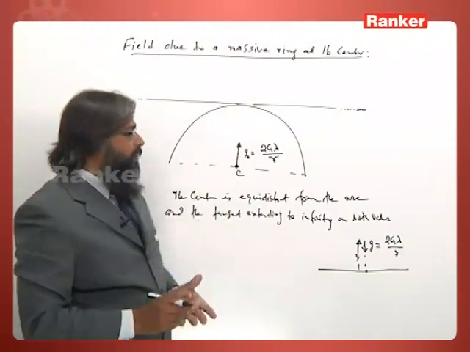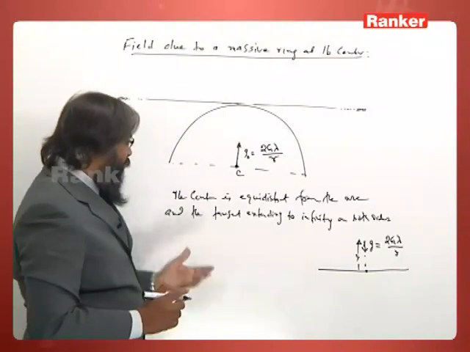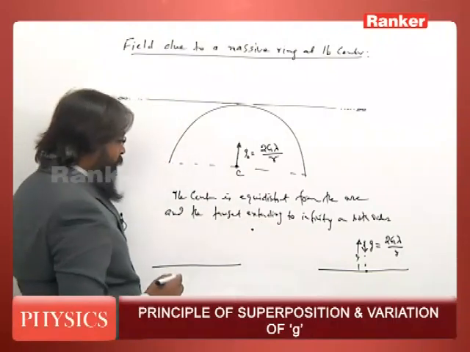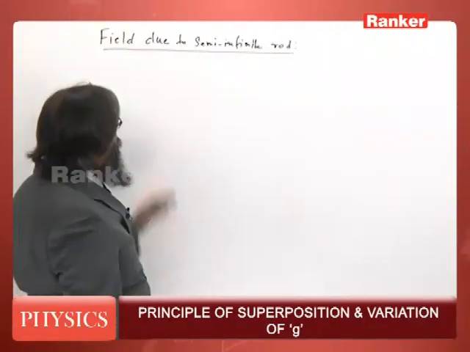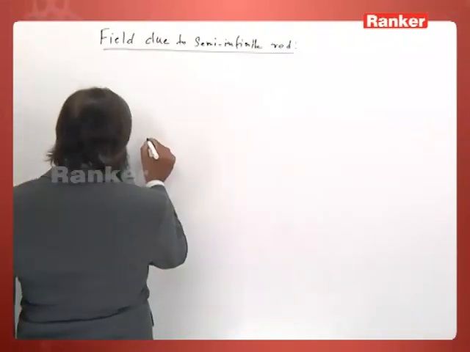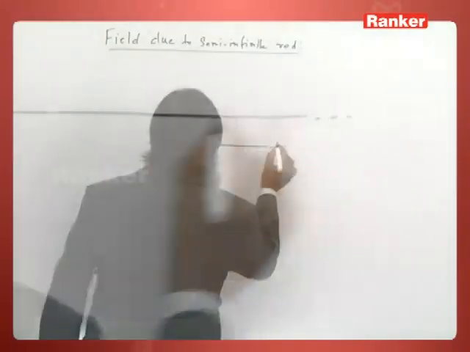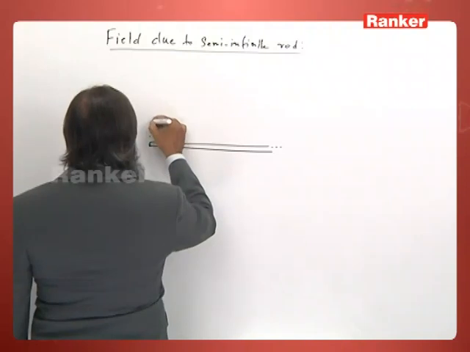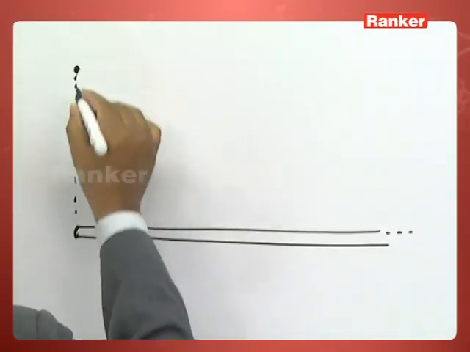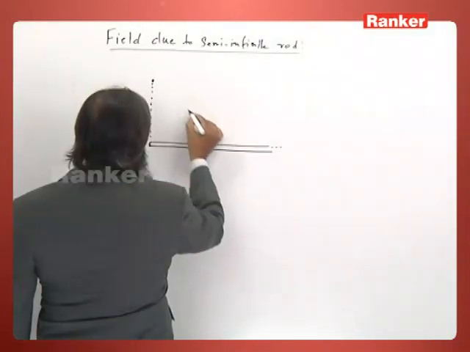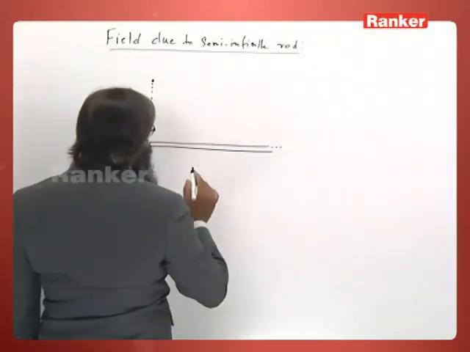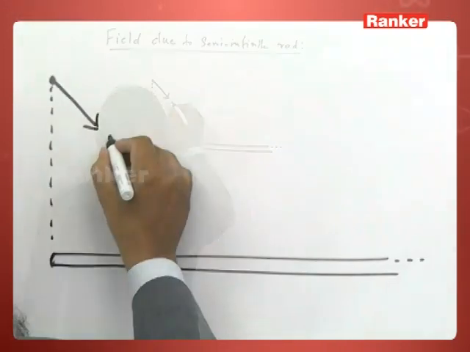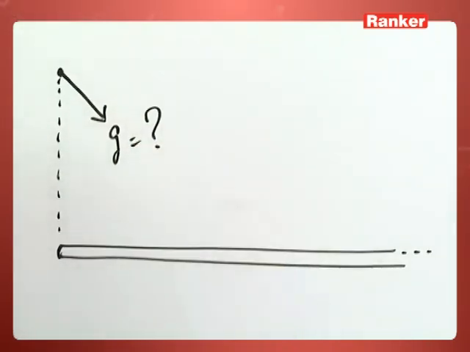Let us generalize this result to calculate the field due to a massive rod at a general point. So let us do now the field due to a semi-infinite rod. So this is an infinitely long rod here, and we want to know what is the field at this point. So we expect the field to be like this. Just recall that the field due to this rod is somewhere here. How much that field is, we want to calculate.